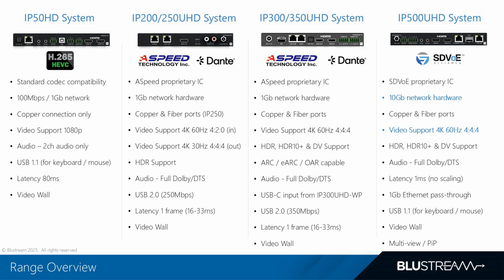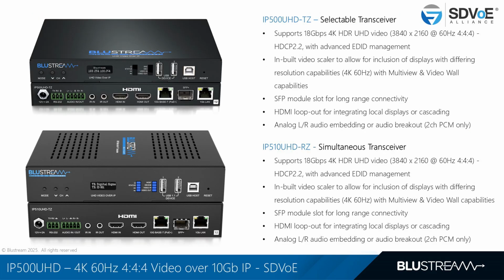It's not just high performance. It's the pinnacle of Blustream's IP range, combining premium video delivery with the power and flexibility of SDVoE. In the IP500 UHD series, we offer two cutting-edge models, both designed as transceivers for maximum deployment flexibility. At the top, we have the IP500 UHD TZ. Now, this is a selectable transceiver, meaning you can configure each unit to function as either a transmitter or a receiver, depending on your system needs. It's a versatile, scalable solution that adapts to your installation on the fly.